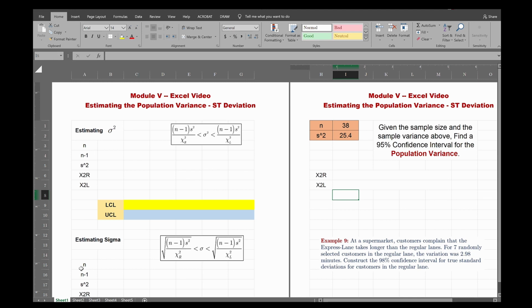Welcome to my video for Module 5 on estimating the population variance and standard deviation. So the first problem, I'm going to be estimating the variance, which is sigma squared, which is that formula. And the second problem, I'll be estimating the standard deviation, which uses this formula, pretty much the same thing.